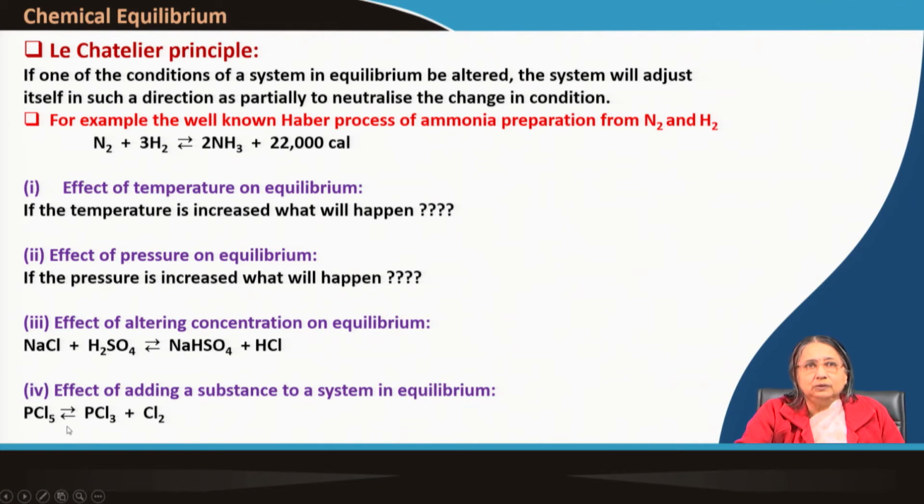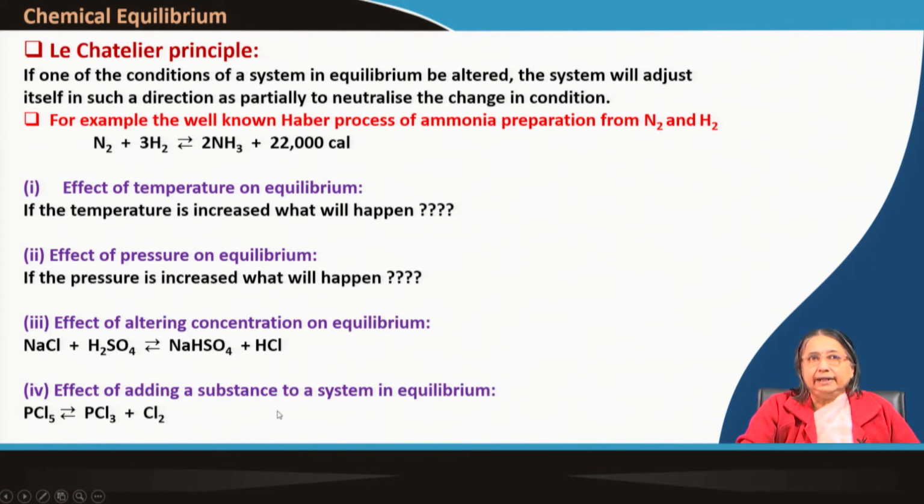Now, here you see that PCl5 is going to PCl3 and Cl2. So, the effect of adding a substance to a system in equilibrium. Say for example, this is a reaction which is in equilibrium. From outside you put some amount of chlorine gas inside this vessel, then what will happen? It will try to reduce the Cl2 gas. How will it do it? By going towards the backward reaction. If you increase the PCl5 concentration, it will go towards the forward reaction to decrease it. So, the effect of adding a substance to a system in equilibrium is involved here.